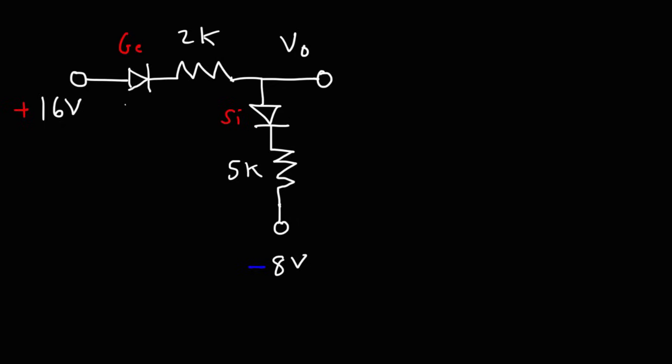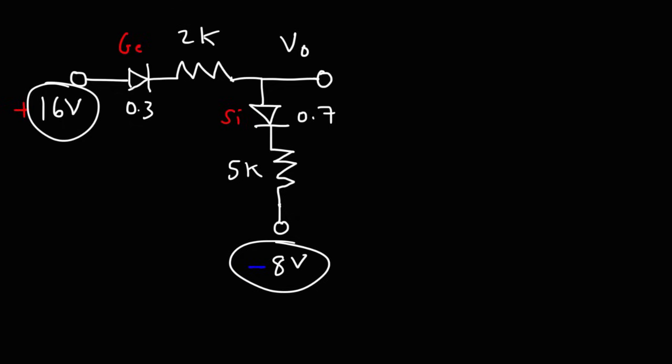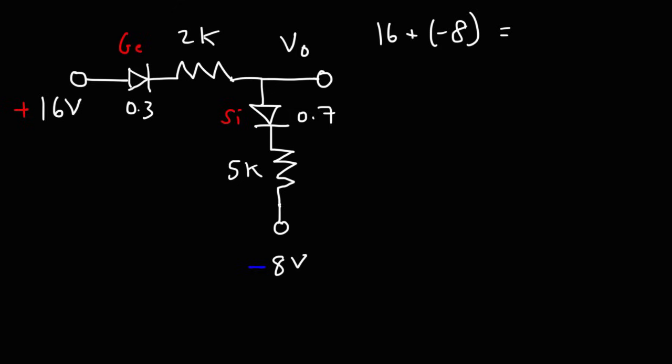So the current is flowing in the right direction in both diodes, so both diodes are on. The germanium diode has a voltage drop of 0.3 and the silicon diode has a voltage drop of 0.7. Now the voltage across these 2 points is 16 minus negative 8, so 16 minus negative 8 is positive 24. So that's really the voltage across this circuit, or at least across points A and B.